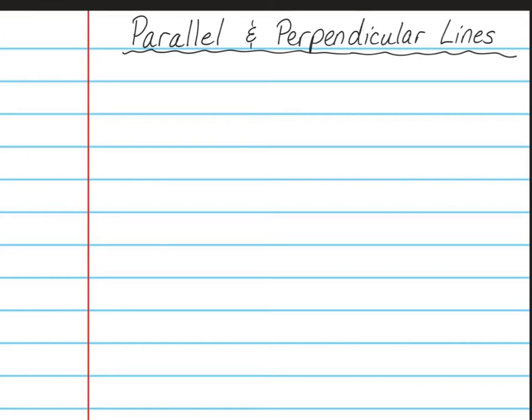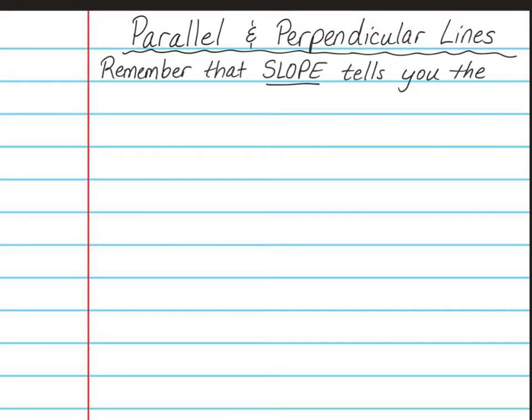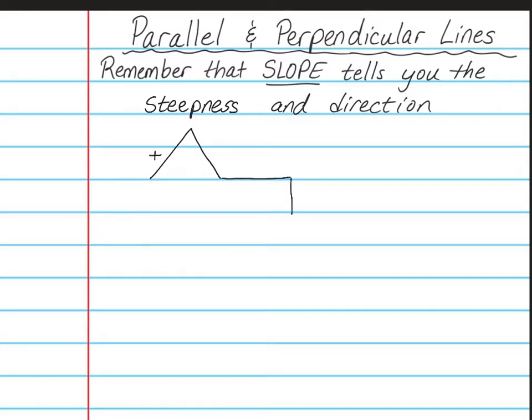This is Mrs. Youd. Today I'm going to teach you about parallel and perpendicular lines. Please have out your spiral notebooks, open up to a nice clean page, and write this at the top of the page. Remember that the slope of a line tells you the steepness of the line, and it also tells you the direction. The direction is either positive, negative, zero, or undefined.